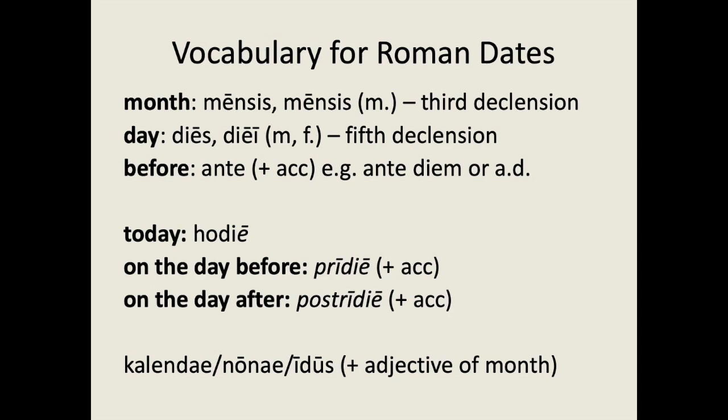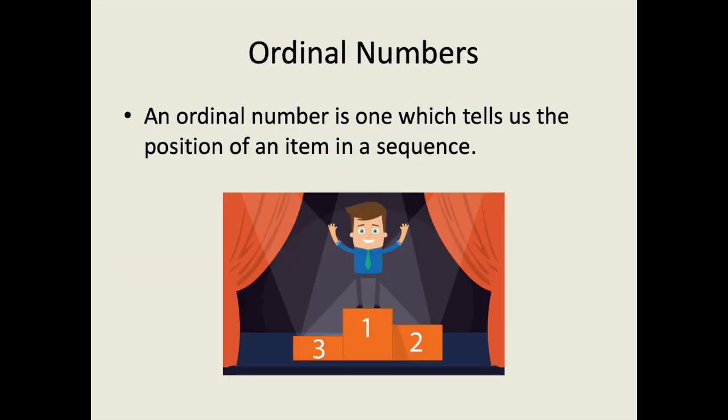For example, Kalendae Februariae would be the first day of February. In later forms of Latin, you may see these words Kalendae, Nonae and Idus followed by the month expressed as a genitive. But this vocabulary is useless to us if we can't express the number of days we're counting towards. For this we require ordinal numbers.